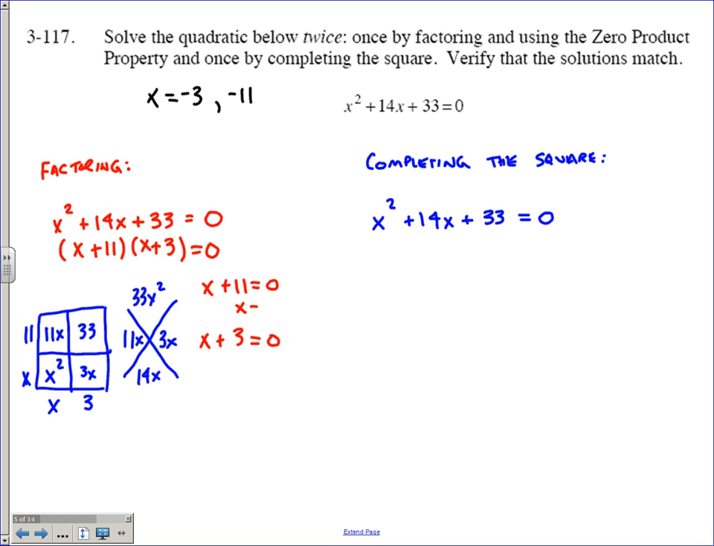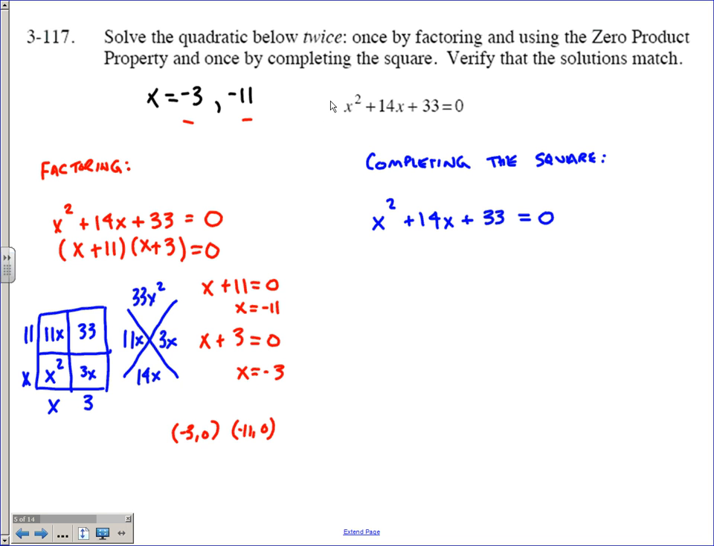You're going to get x equals negative 11, and x equals negative 3, which is what we got when we looked at our graph, so we know that we are correct. Now remember, you can also write those as ordered pairs: (-3, 0) and (-11, 0). That's how we solve it using factoring and the zero product property. Remember, this is the zero product property part that we're referring to.